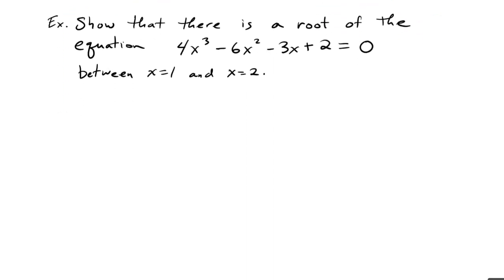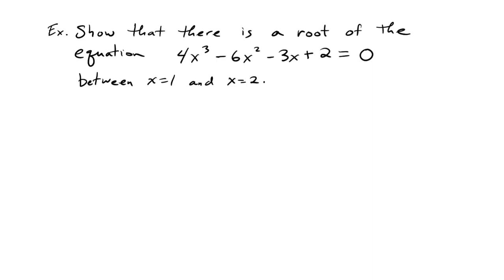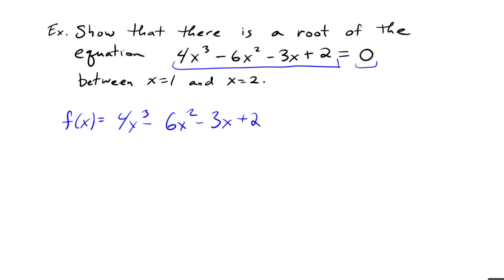All right, so let's look at an example and see how nice this is to apply. Show that there is a root of the equation 4x cubed minus 6x squared minus 3x plus 2 equals 0, between x equals 1 and x equals 2. So we're not going to do any of the algebraic ways that this could be done. We're going to do this simply using IVT, the bisection method, the particular version. So we have f of x is 4x cubed minus 6x squared minus 3x plus 2, which as a polynomial is continuous everywhere, but it's certainly continuous on [1, 2].